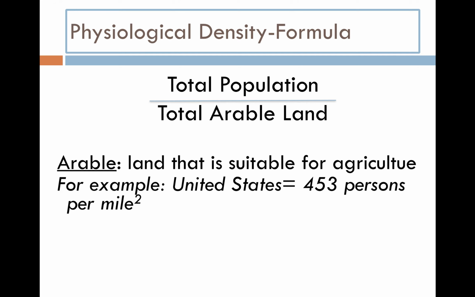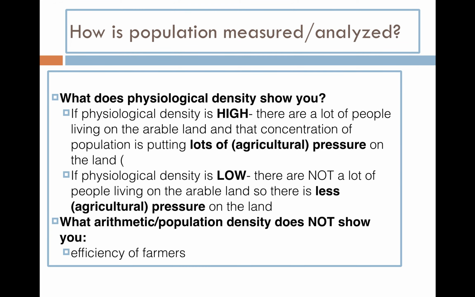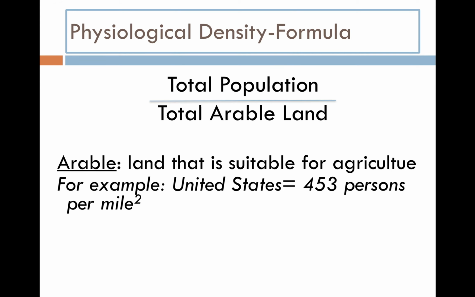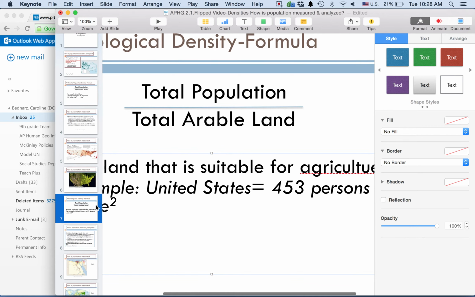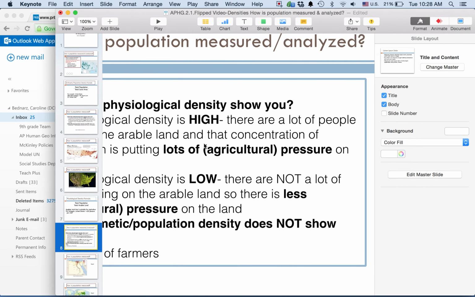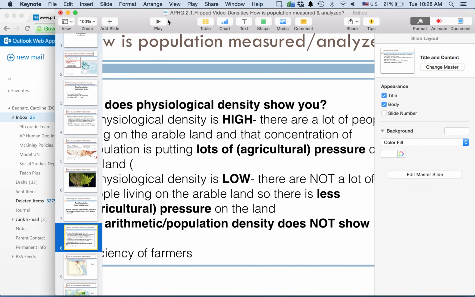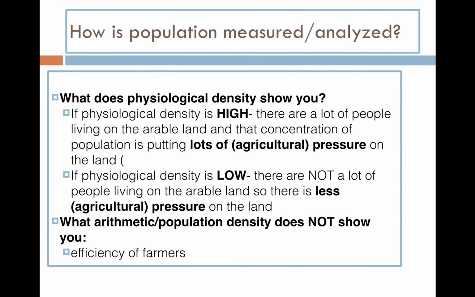Here's the reason why we use this. This gives us a better indication of the distribution of people on the farmable land. So for example, if the physiological density is high, that means there are lots of people living on arable land. Go back to the formula. Think of the total population being very high, and total arable land being very low. Then there are a lot of people living on that farmable land, and that means they're putting a lot of pressure on that land to be able to produce crops to feed them.